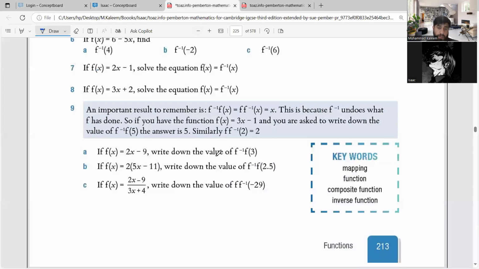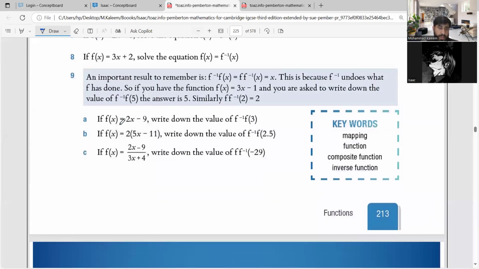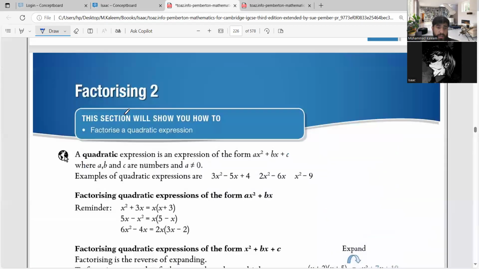Okay. Next, we have question number 9. This is going to be a little bit difficult. Oh, we will solve this question in the next class. I didn't notice.